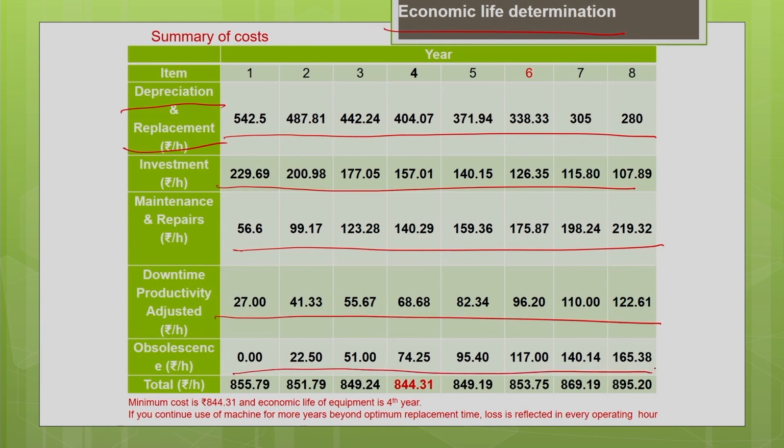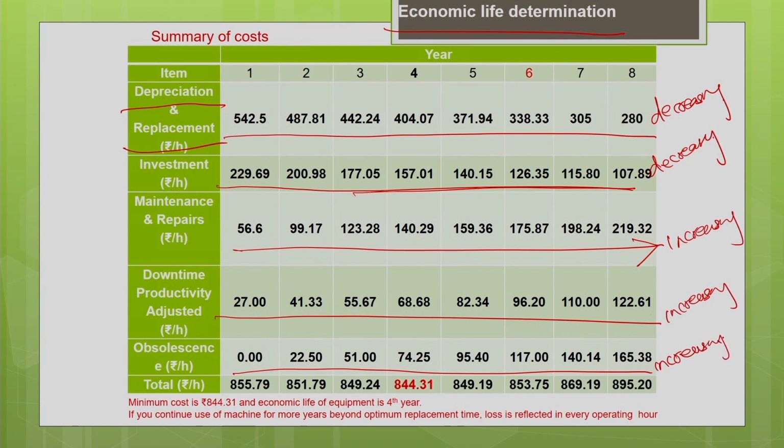One thing you note here is that your depreciation cost is decreasing with the age of the machine. Investment cost is also decreasing with the age of the machine. As the investment cost is distributed over a greater life and greater usage, your cost per hour is reduced. But your maintenance and repair cost increases as the machine gets older. Similarly, your downtime cost is increasing, and your obsolescence cost is increasing with the increasing age of the machine.